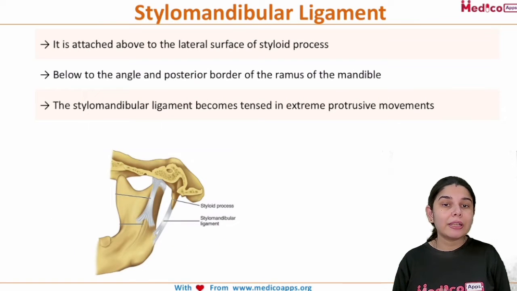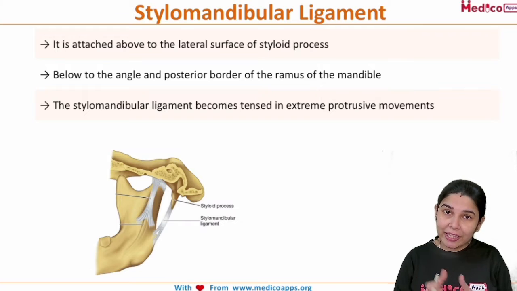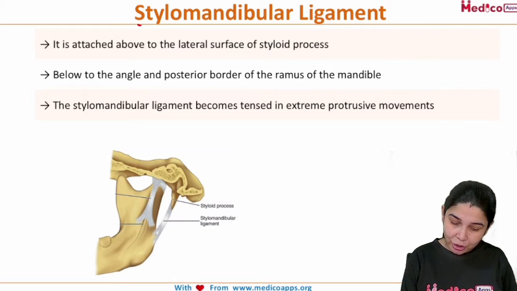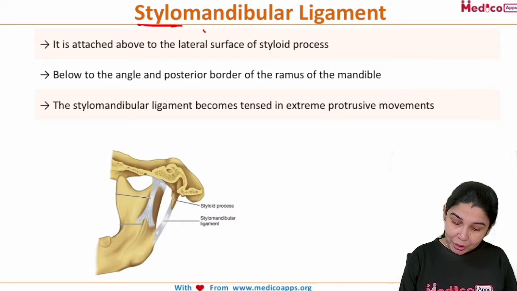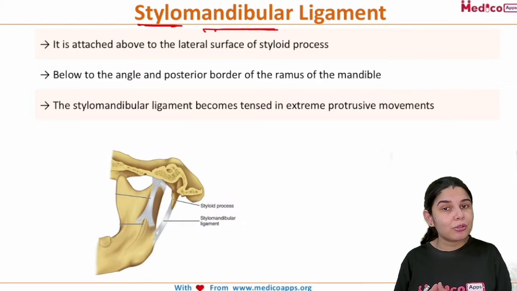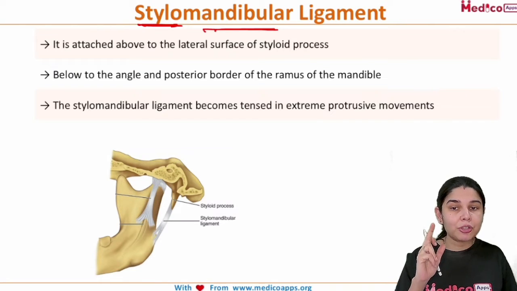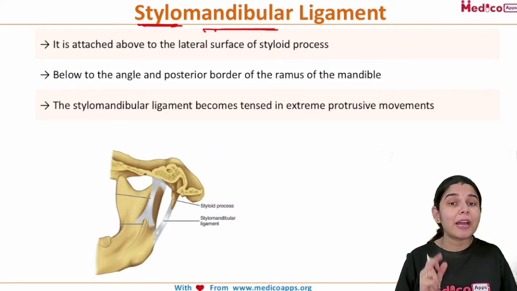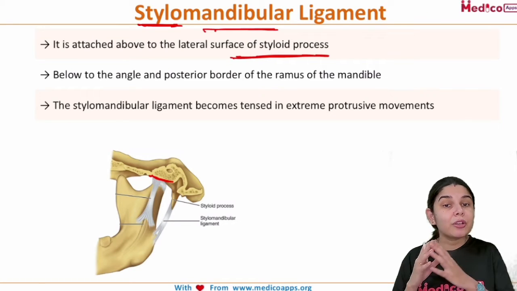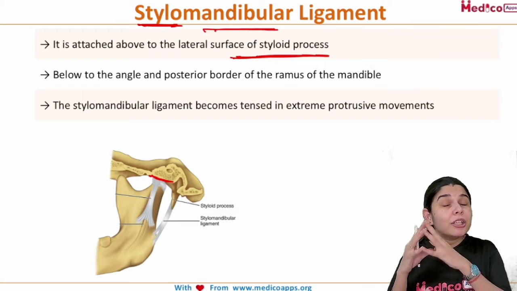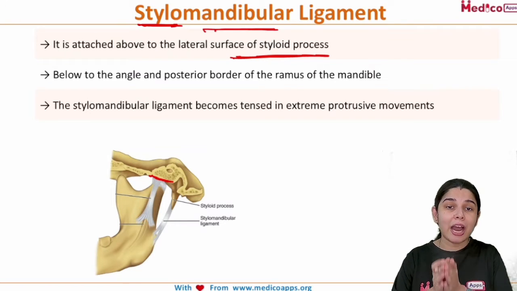Now the third one, that is the stylomandibular ligament. Again I will be dividing this stylomandibular ligament. Stylo means the styloid bone is somewhere attached, and mandibular means the mandibular bone is also attached. So let's see. Stylo means above. So first, superiorly it will be attached to the lateral surface of the styloid process. Here again I am asking you, just divide the name of that ligament and you will be able to understand the anatomy behind that.